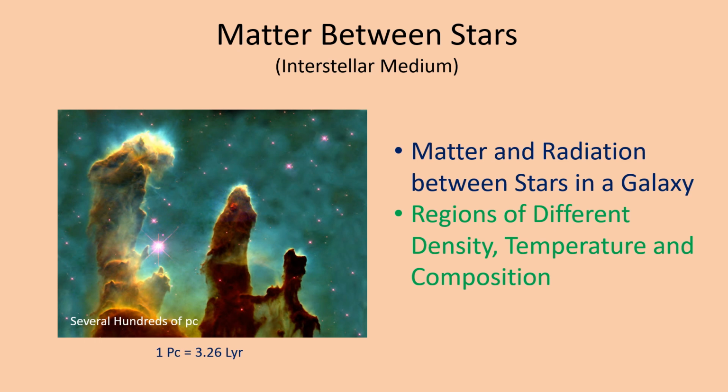Now, what is interstellar matter? Interstellar matter is the matter and radiation which exists in the space between the stars and systems of galaxies. This matter includes gas in its ionic, molecular, as well as atomic form, and it also consists of dust and cosmic rays. So, in the interstellar medium, there are different regions of density, temperature, and different composition.